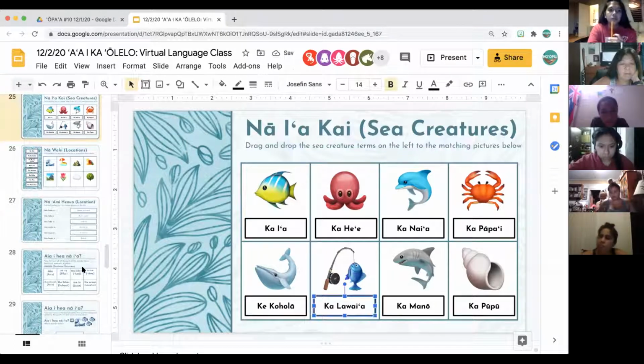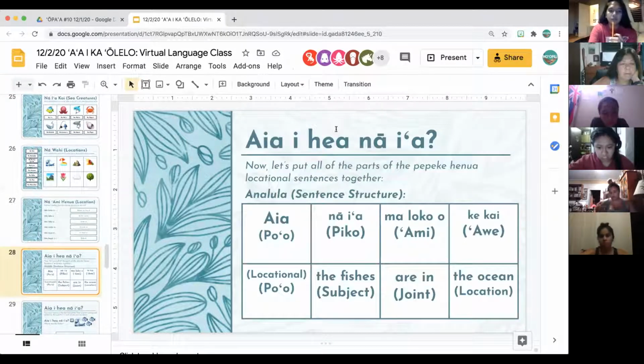All right, so our question now is going to be, aia ihea naʻia. Aia ihea naʻia. So where are the fish? Okay, so we're gonna say, aia naʻia ma loko ke kai.